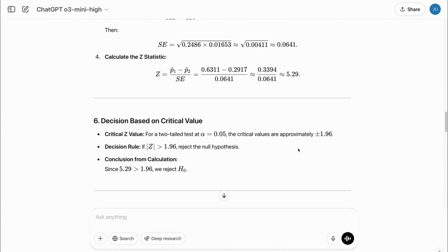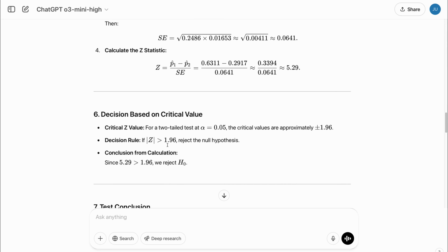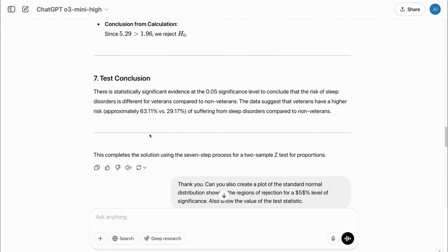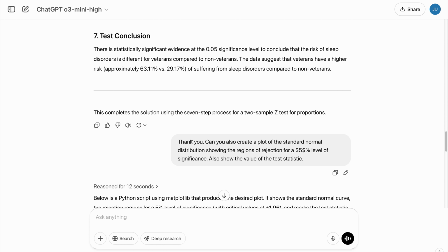Now that is normally distributed with a standard normal distribution. So our decision rule would be, or our critical value is going to be 1.96. And indeed 5.29 is much larger than 1.96. So we reject the null hypothesis, and we can write the conclusion there as we saw in the pen and paper. So as we've seen. Now I went one step further and I say, thank you.